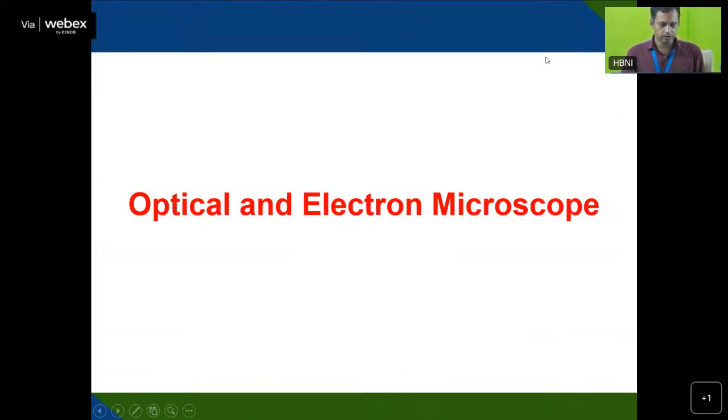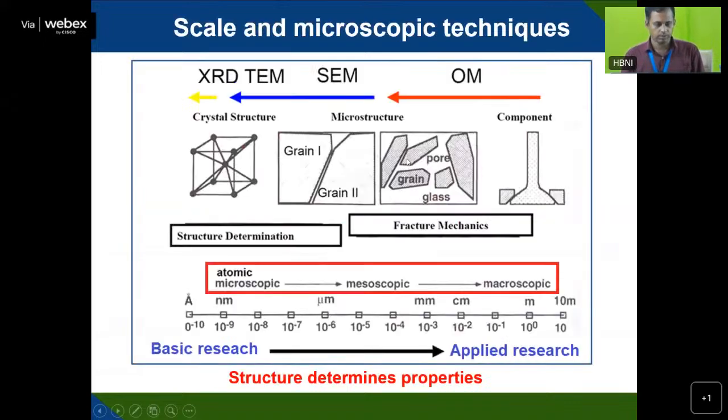Okay, so now we will discuss the second part, that is optical and electron microscope. Mostly, the structure determines the properties of a material. The structure of that material explains the characteristics of that particular material. So to identify the structure, you need most of these microscopic techniques. For the crystal structure, all this information you can get from X-ray diffraction analysis, like structure determination.